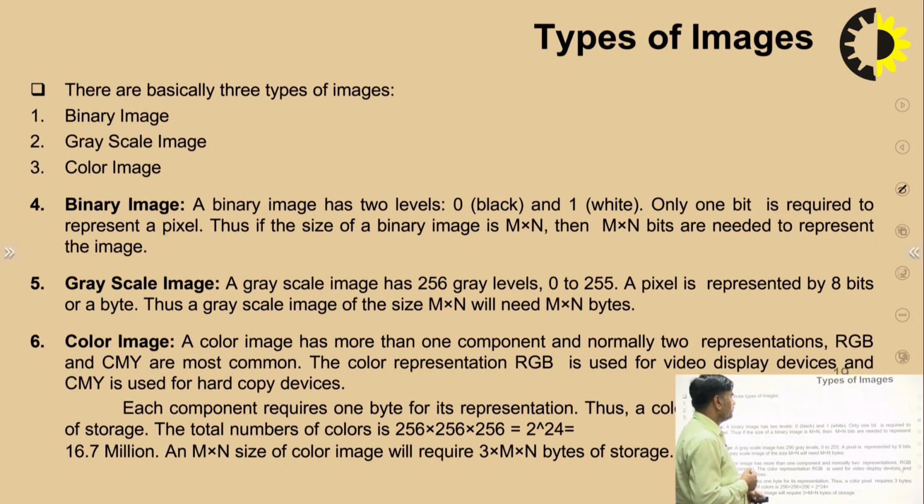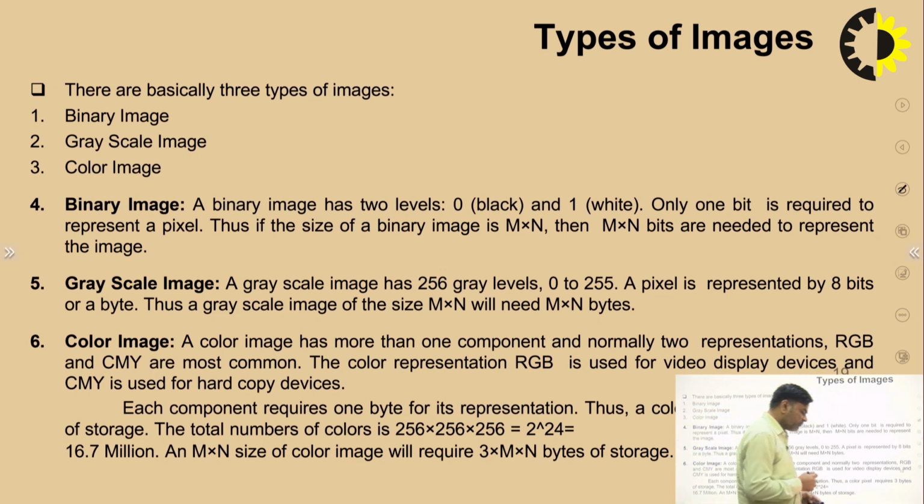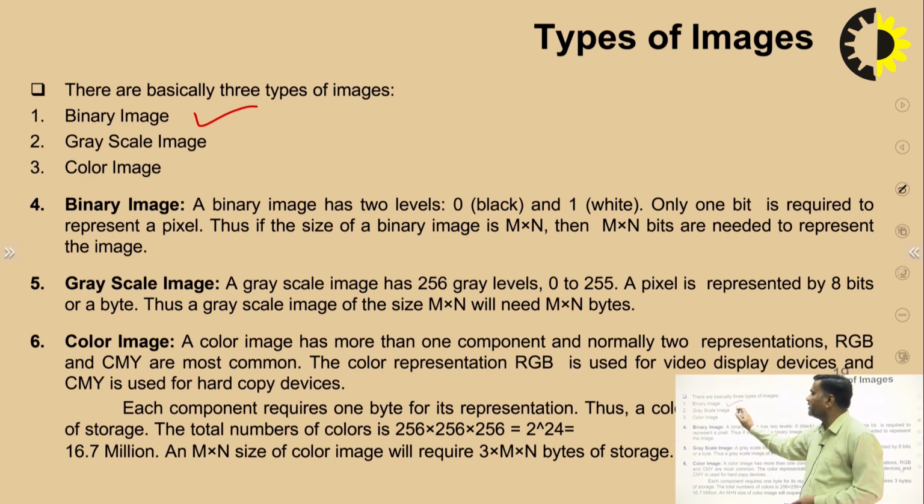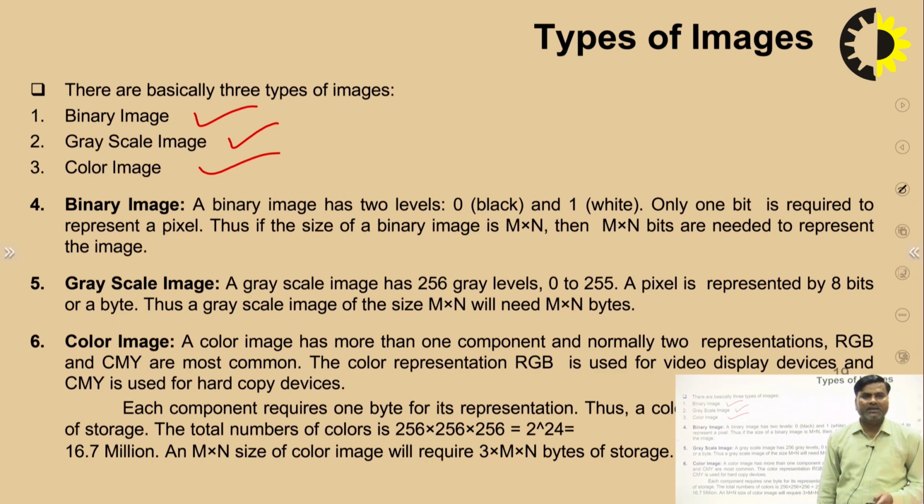If we are going to discuss the types of images, there are three types of images in digital image processing. First is the binary image, second is the grayscale image, and third is the color image. In a binary image there are only two levels, or two colors, black and white. 0 means black and 1 means white. In this binary image only two pixel values are shown, 0 and 1.